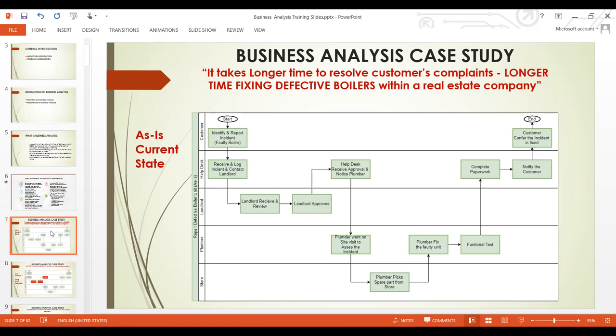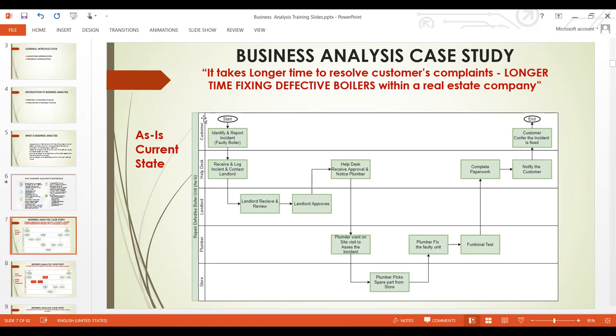The first thing you need to do is to gather the current state of affairs. We call it the AS-IS process or current state. So this is the current state of how this company has been dealing with this issue. Their current process is not working, and that's why the customers are complaining. So let's look at the current process.